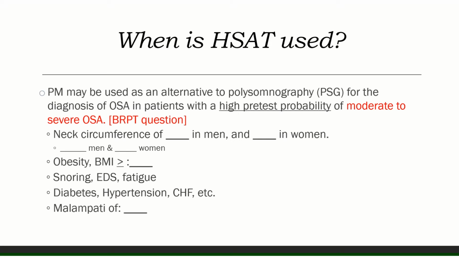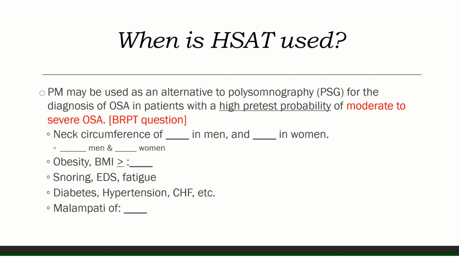All right, so when is HSAT used? Portable monitoring, aka HSAT, may be used as an alternative to polysomnography for the diagnosis of OSA in patients with a high pretest probability of moderate to severe OSA. And this is a BRPT question. So we're only going to use portable monitoring or HSAT if the patient is likely to have moderate or severe OSA. What is moderate OSA?